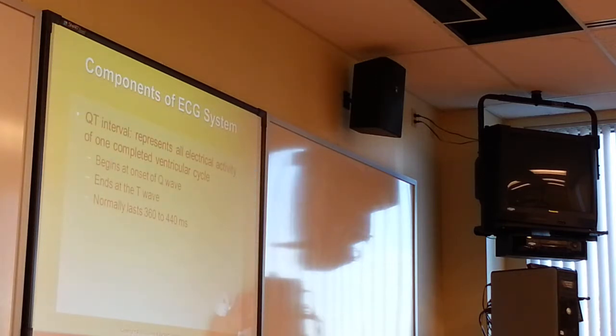QT interval represents all electrical activity of one complete ventricular cycle. It begins at the onset of the Q wave and ends at the T wave. Say it again. So, the QT interval represents all electrical activity of one completed ventricular cycle. Normally lasts 360 to 440 milliseconds.